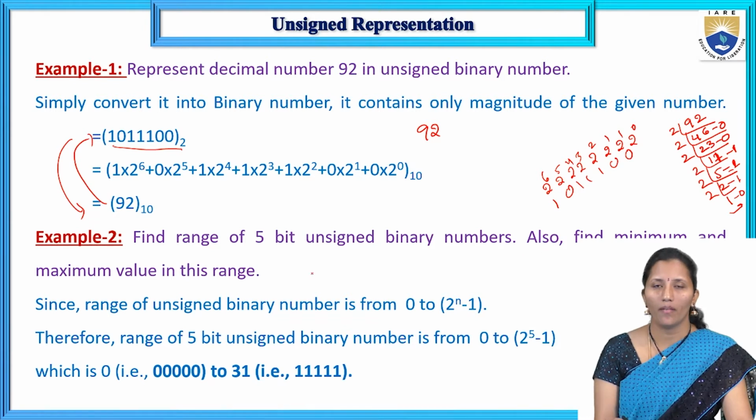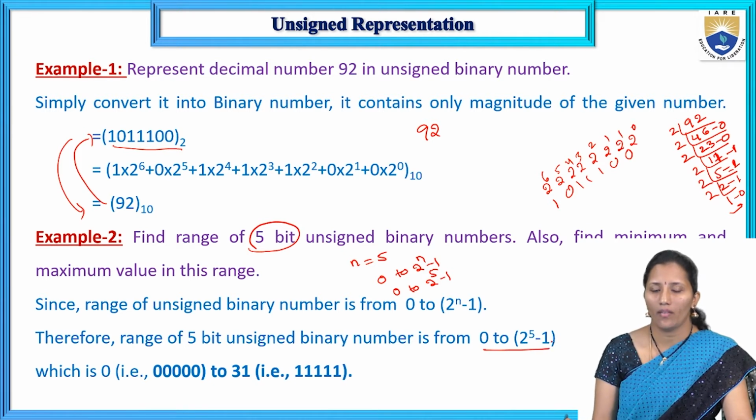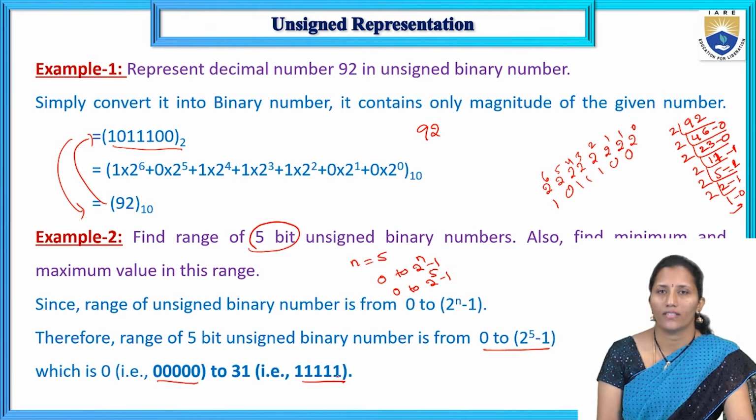Also find the minimum and maximum value in this range. Here we are taking a 5-bit number, so n is equal to 5. What is the range of an unsigned binary number? Here it is 0 to 2 to the power of n minus 1. So that is 0 to 2 to the power of 5 minus 1. So 5 digits means from 5 zeros to 5 ones.